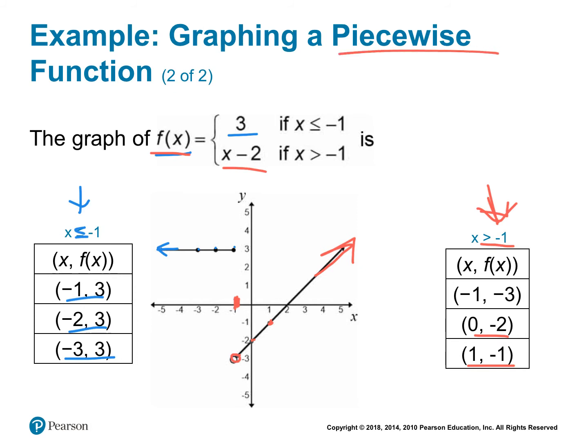So that's how I remember piecewise, you're usually going to have two or more different pieces to the graph that probably aren't going to be connected to each other. Sometimes they are, but this one is not.